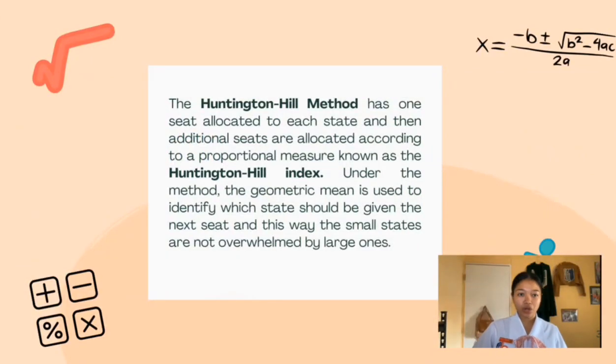So, how does it work? The process starts by giving each state one seat, and then additional seats are allocated based on a formula known as the Huntington-Hill index. This formula uses the geometric mean, a mathematical concept, to decide which state should receive the next seat. The great thing about this method is that it helps prevent smaller states from being overshadowed by the larger ones, ensuring a more balanced and fair distribution of seats.